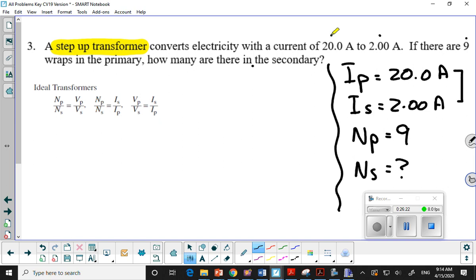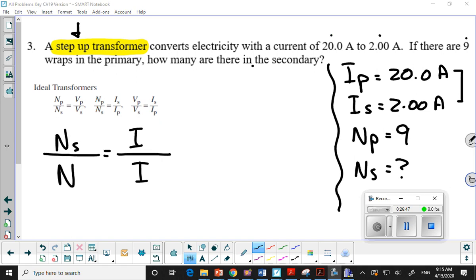And this makes sense. Look what happens here. The current is going down. It's decreasing by a factor of 10. We divide 20 by 10 to get 2. That's what happens in a step-up transformer. In a step-up transformer, the current goes down. The voltage goes up. Number of wraps go up. So if this came down by 10, we know that this is going to go up by 10, so our prediction would be that it's going to be 90 wraps. But let's go ahead and set up our ratio. So we set up our ratio.